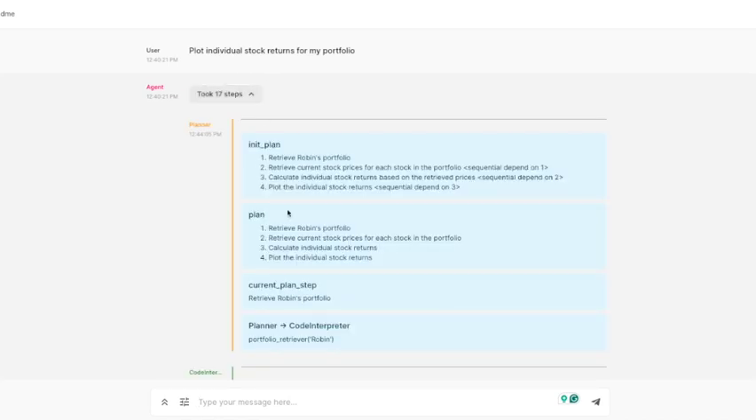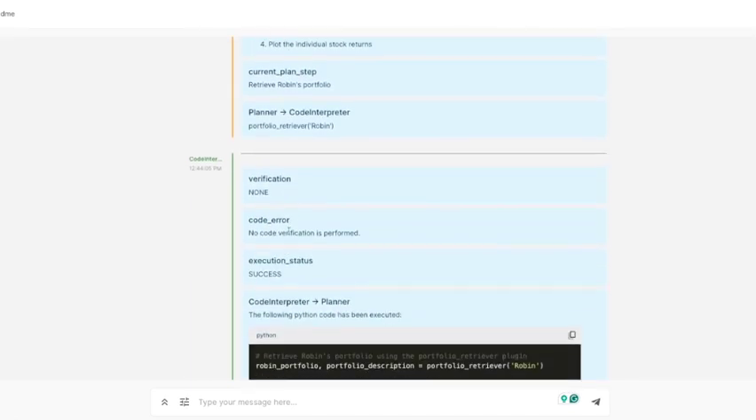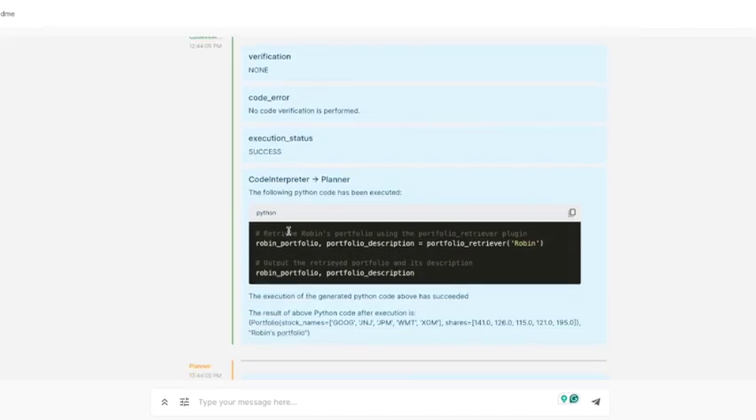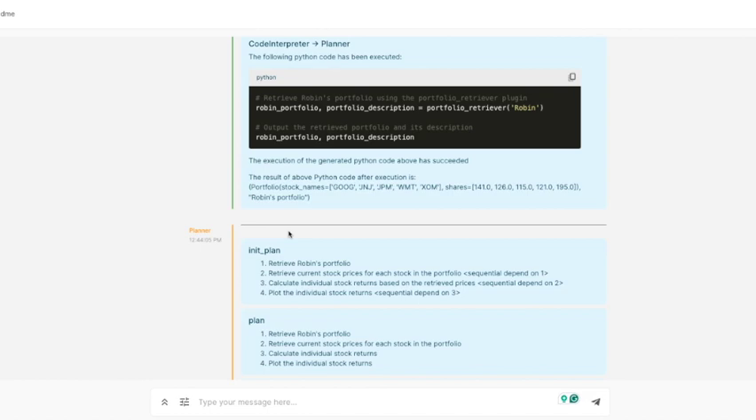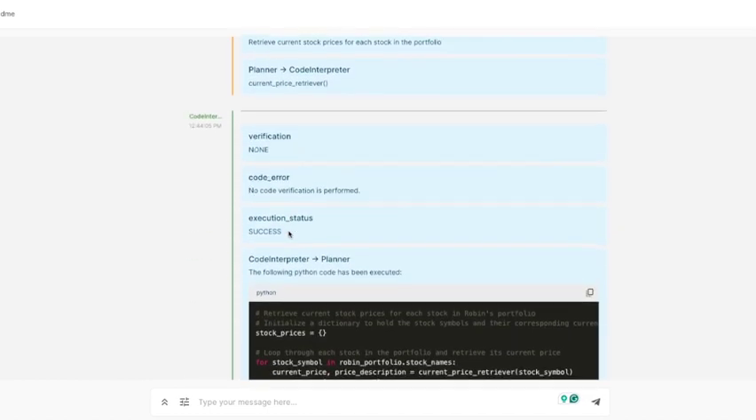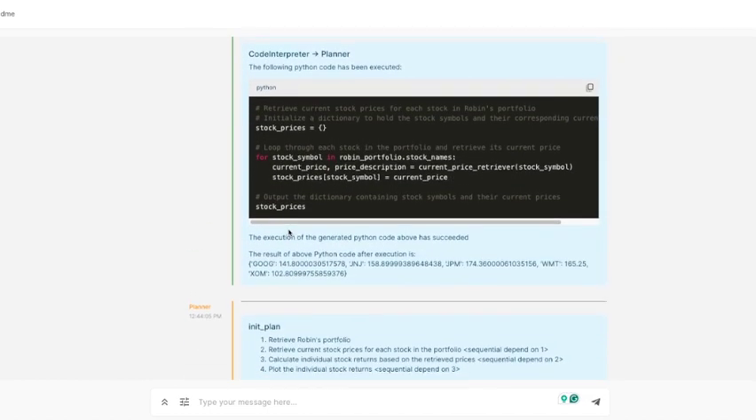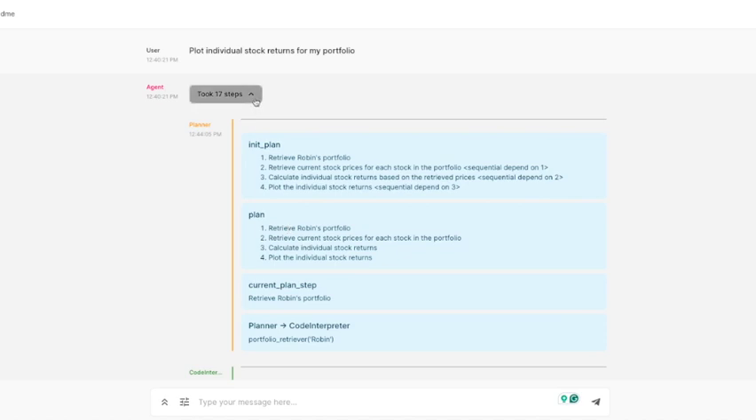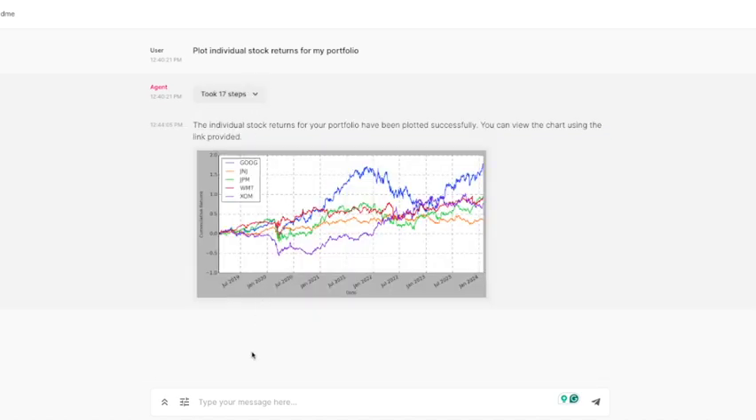It shows the plan that was put together by the software that was generated, as well as the verification that was performed. So this gives the solution transparency.